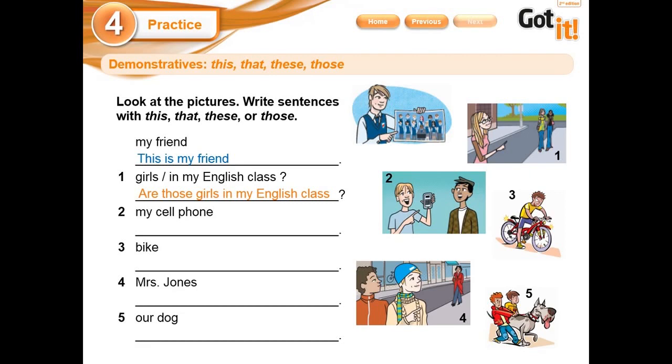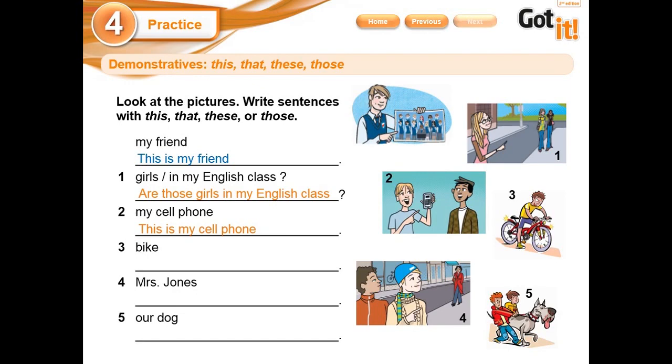Now I think you have a clear idea about it. Now can you tell me the answer of number two? What is the answer in number two? This is near or far? Yes, correct. It is near. This is my cell phone.